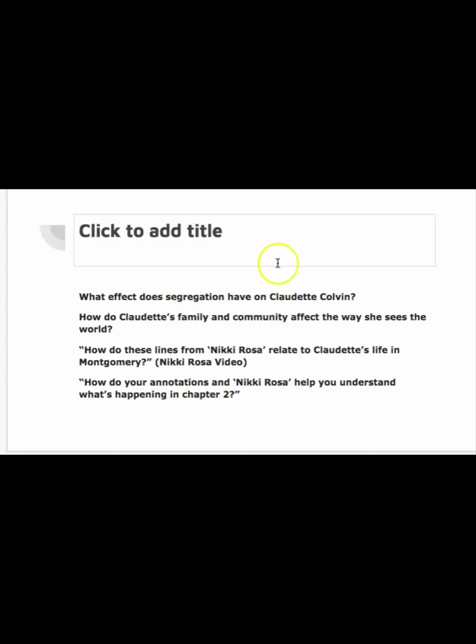Then there will be a series of questions about the novel so far. So what effect does segregation have on Claudette Colvin? How does Claudette Colvin's family and community affect the way she sees the world? How do these lines from Nikki Rosa relate to Claudette's life in Montgomery? And you can re-look at the Nikki Rosa video. How do your annotations and Nikki Rosa help you understand what's happening in Chapter 2?